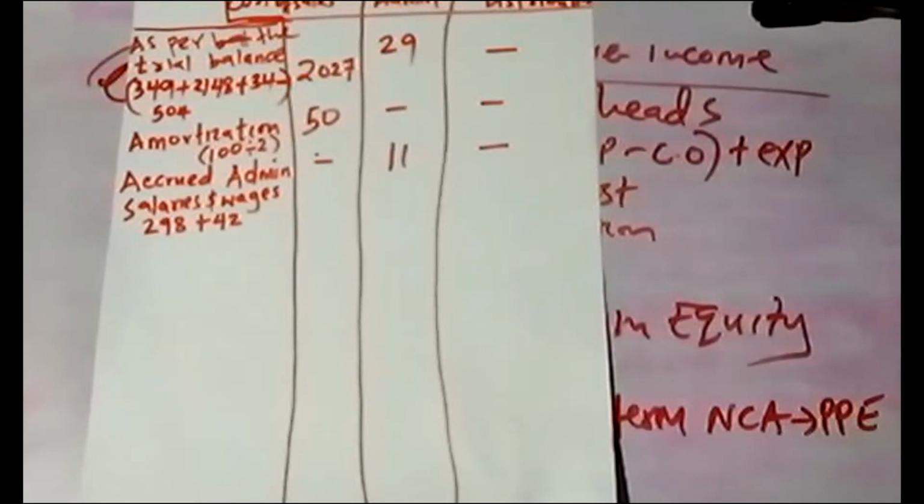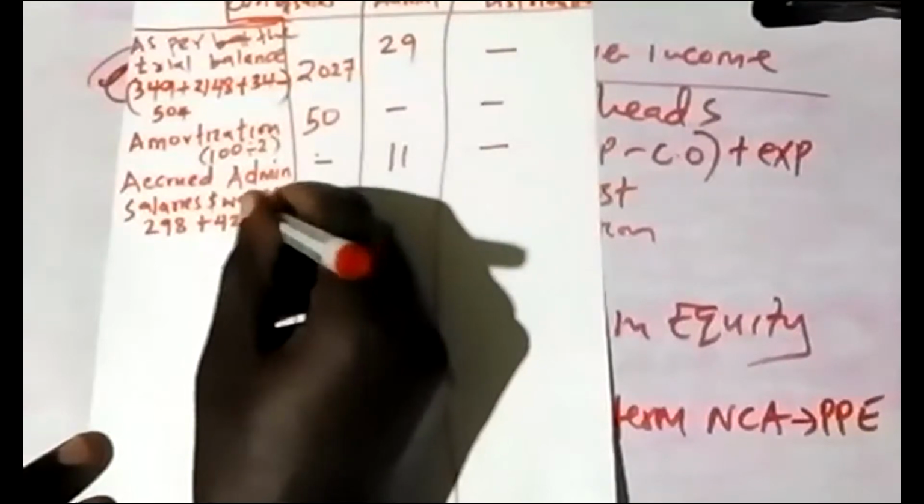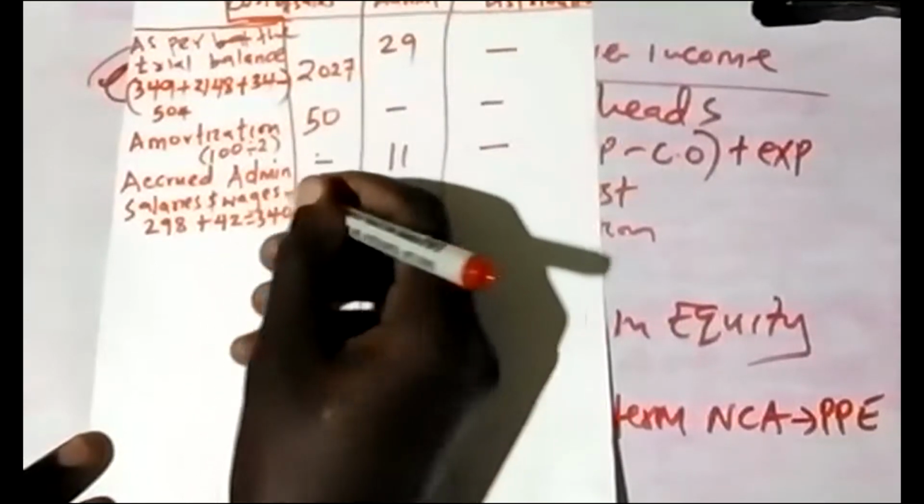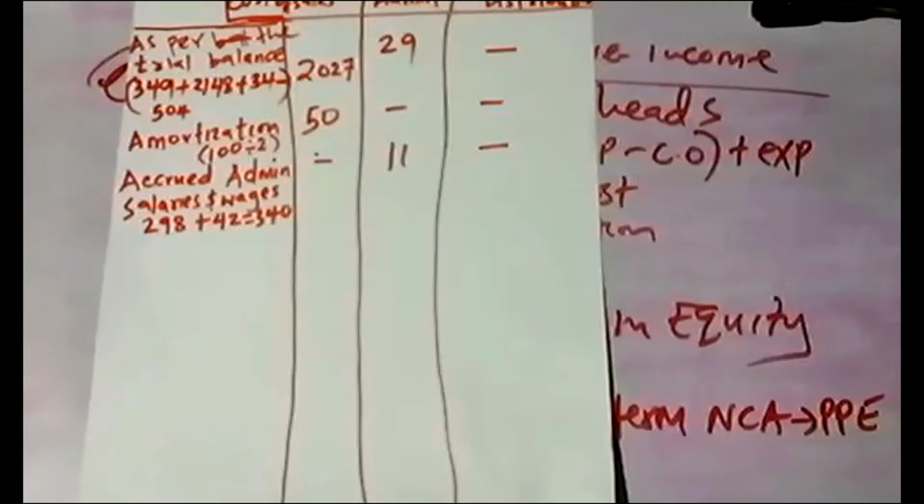Yes, 340. Then if you check on your last additional information, they gave us a way in which salaries and wages is supposed to be classified. 40%, 50%. Joy, you have a question? No, I'm okay. All right.